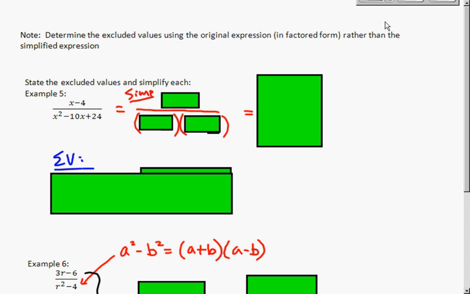Lesson 51, 9-2, Simplifying Rational Expressions. We're continuing on from yesterday. Yesterday we had Lesson 50, 9-2, Simplifying Rational Expressions. Today's expressions are a little more complicated. What you'll need to do today is simplify each expression, and you will have to find the excluded values.